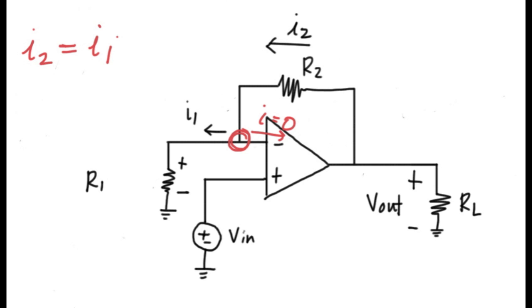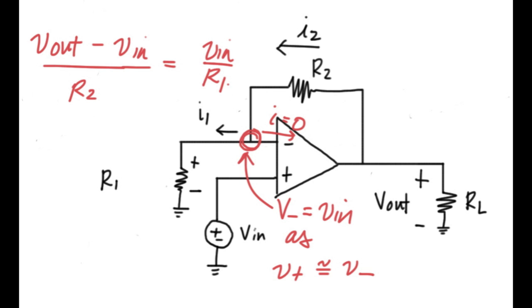So let's start by looking at I2. How can we relate I2 to the voltages present in the circuit? One way would be to think about I2 as the voltage drop across R2 divided by R2, and this is just from Ohm's law.